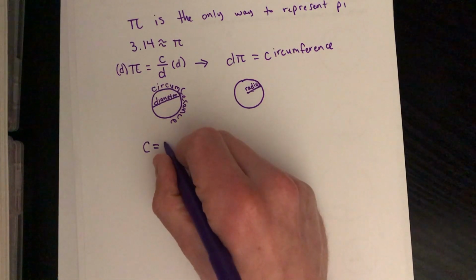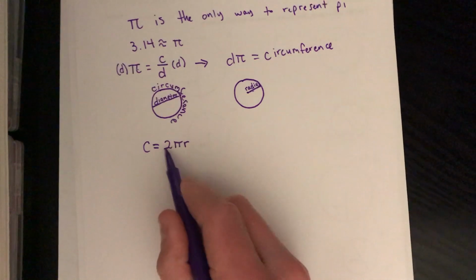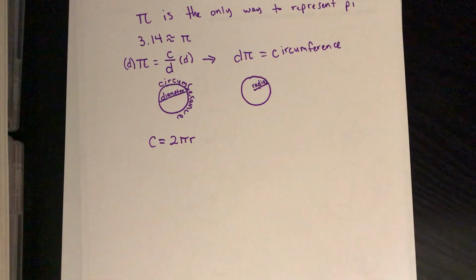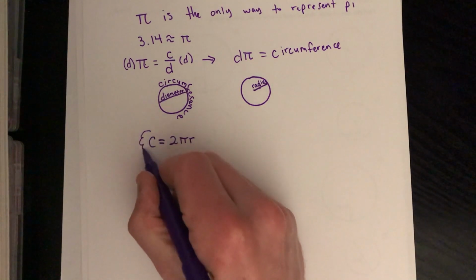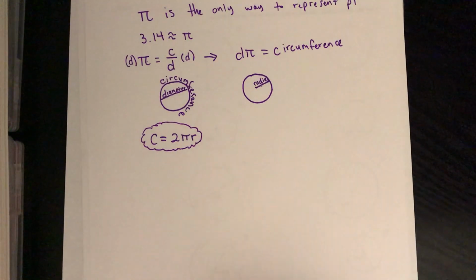C equals 2 times pi times r. So it's really 2 times the r to get the diameter, and then times pi. It's the same formula, pi times the diameter, but this would be that formula in terms of r, meaning that it has an r in it rather than a d for diameter.